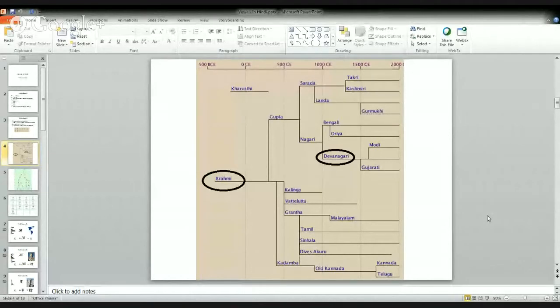So I thought it was a good idea to show the evolution of the language, right? Because a lot of the time we get fixated that, you know, ours is the purest language, or ours is the most authentic one.